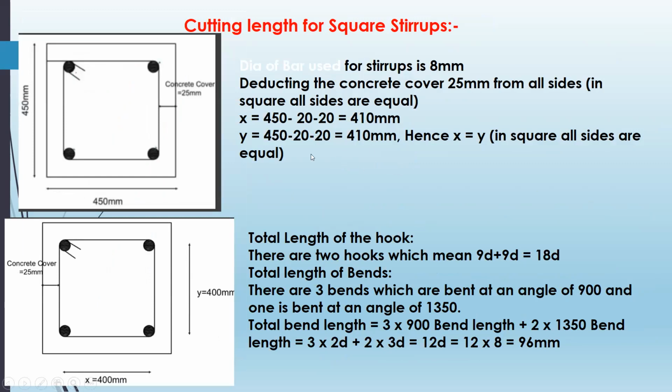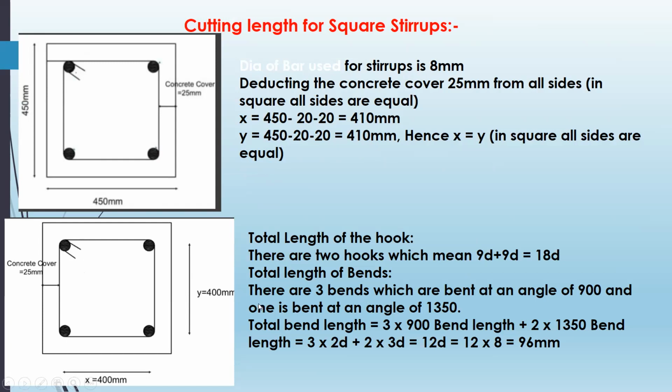Now cutting length of the square stirrup. Stirrups are 8 mm. Deducting the concreting cover, the 450 mm direction will be 450 minus 40, 410 mm. Again, 450 minus 40 will be 410 mm. X is equal to Y because it's a square. Total length of the hook: there are 2 hooks, that means 9 dia plus 9 dia, which is equal to 18 dia.